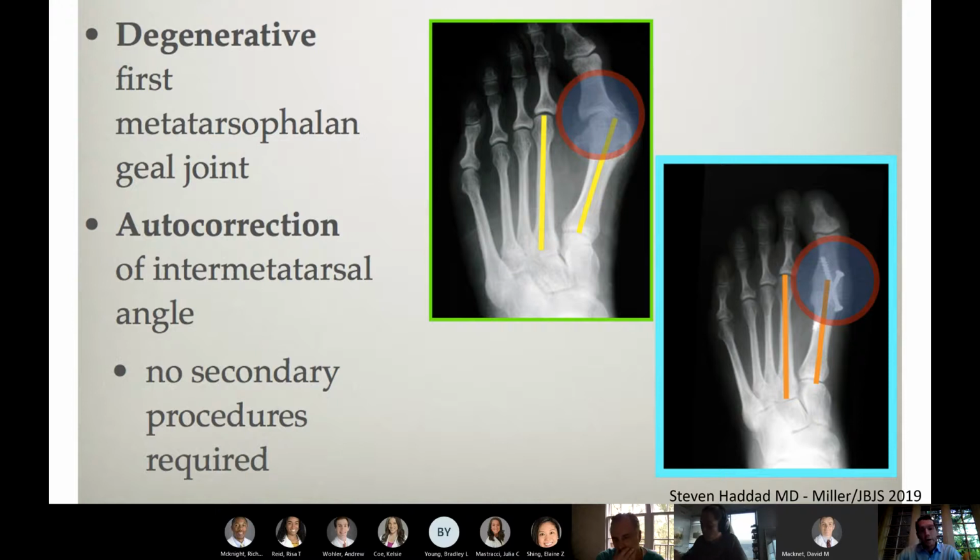So again, arthritis. If you have arthritis in the first MTP joint, if you do a fusion, it corrects your IMA at the same time. You don't need to do a corrective procedure to correct the IMA at the same time, is the point.